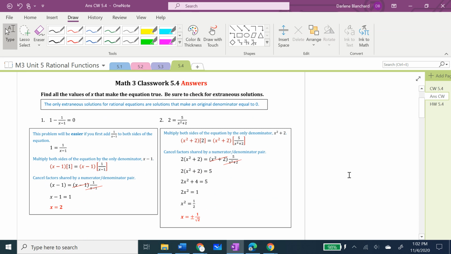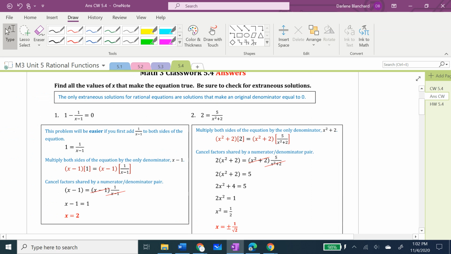Here are the first 2 problems and the work that I have for those 2 problems. And let me just point out, and I will get this posted while you take a look at that. I want to point out, I'm saying up here at the beginning, the only extraneous solutions are things that make the original denominator equal to 0. And then you can look at that. And I am going to get this uploaded.